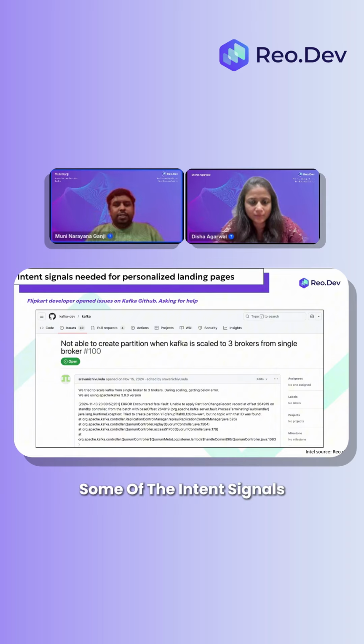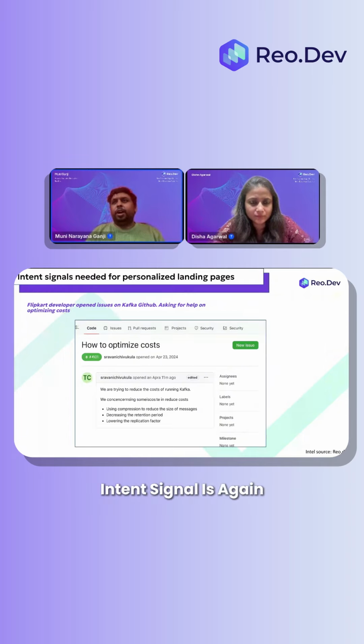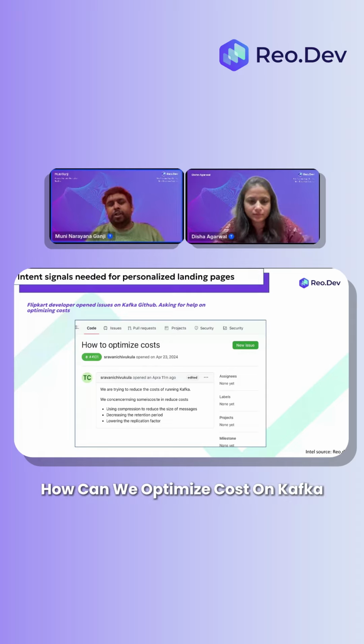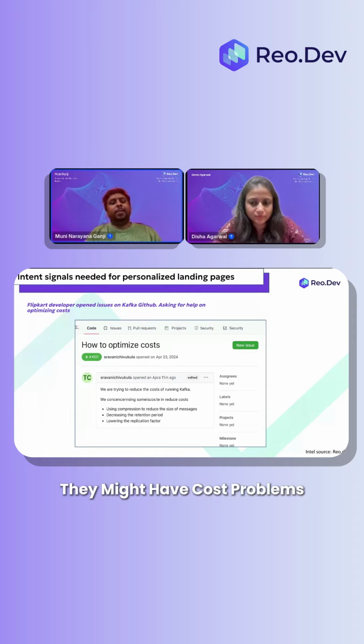So some of the intent signals that I would basically use, for example, there is a developer talking about problems with Kafka on GitHub, telling that, okay, I'm scaling and it is not working for me. That is an intent signal, which basically tells me two things. Flipkart uses Kafka and they're also facing a scaling problem. And then the second intent signal is, again, someone else from Flipkart asking, how can we optimize costs on Kafka? Now, this also tells me they might have cost problems.